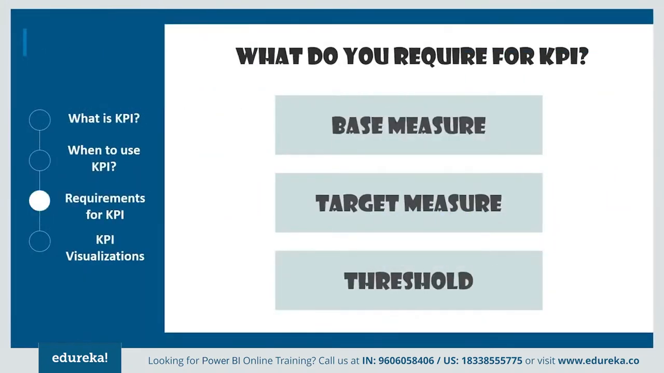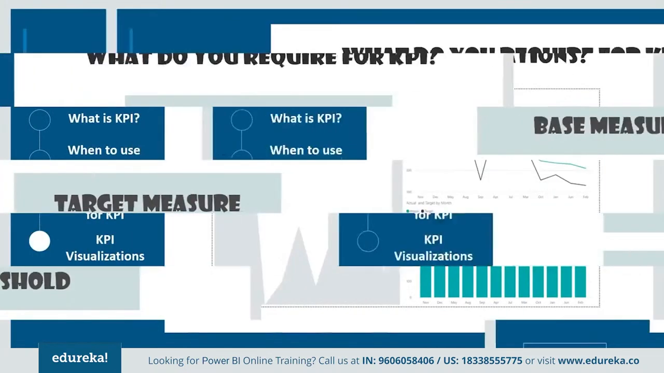Therefore, when we ask what you require for a KPI, it basically requires a base measure that evaluates to a value, and a target measure. It also requires a threshold or a goal which the target is set against. Currently, a KPI dataset in Power BI needs to contain goal values for a KPI. If your dataset does not contain one, don't worry. You can create goals by adding an Excel sheet with goals to your data model or in a PBIX file.